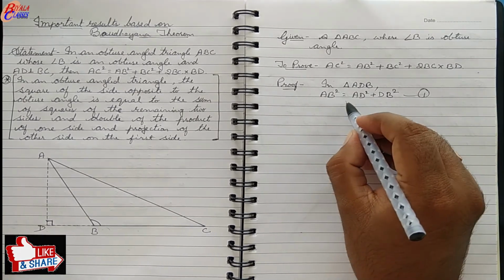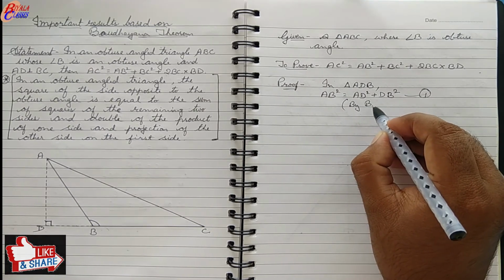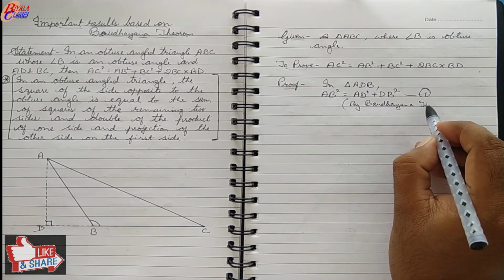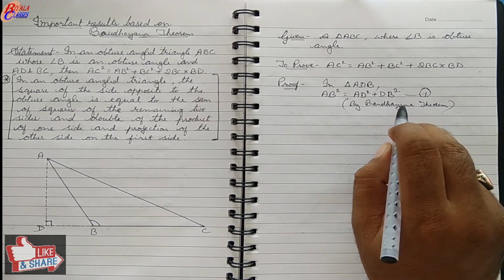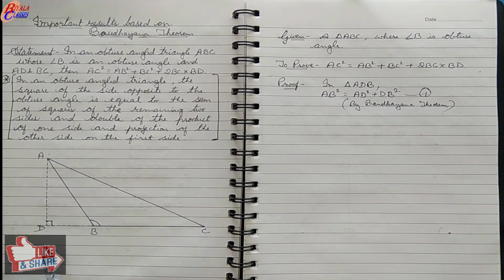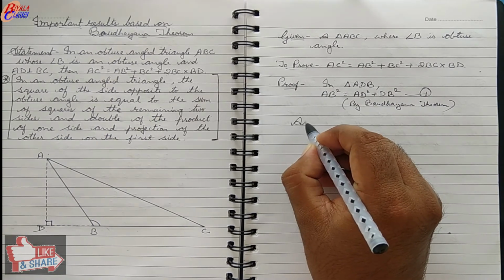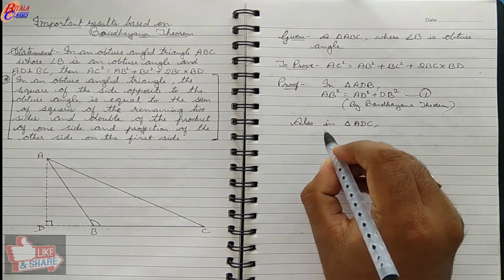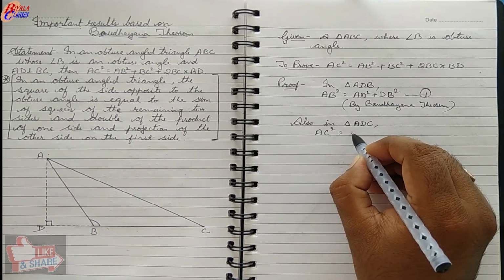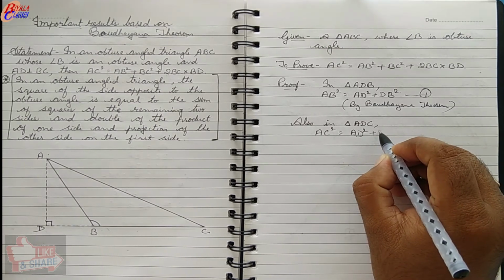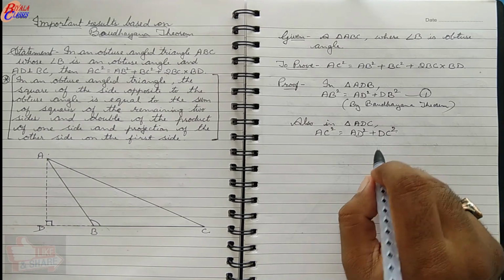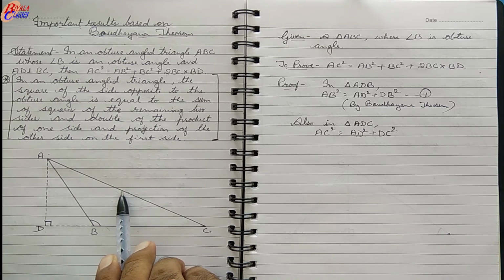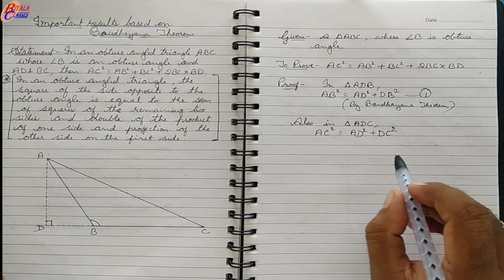This is the Bodhayan result, or you say it is the Bodhayan theorem. So by Bodhayan theorem we get this result. Now if we take triangle ADC, it is also a right angle triangle. So in triangle ADC, we again have AC squared equals AD squared plus DC squared. This is again by Bodhayan theorem only, the square of the hypotenuse. In this triangle also the hypotenuse is AC, the other two sides are AD and DC.